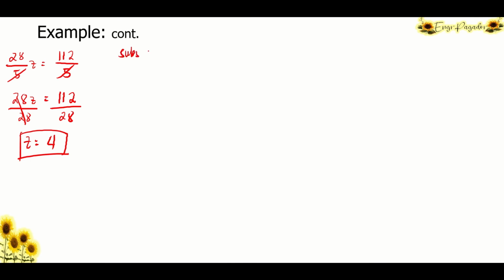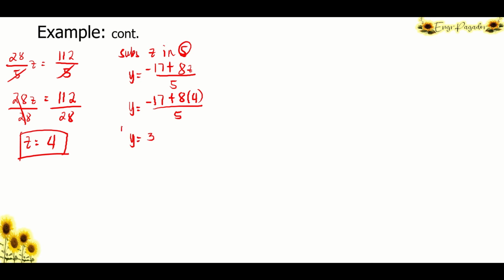So, substitute z in equation number 5. So, this will be equal to negative 17. Y is equal to negative 17 plus 8z all over 5. So, therefore, your y will be equal to negative 17 plus 8 times 4 all over 5. And solving for this one, the value of y will be equal to 3. So, you can actually pause the video and then input this on your calculator and see if we arrive with the same answer.